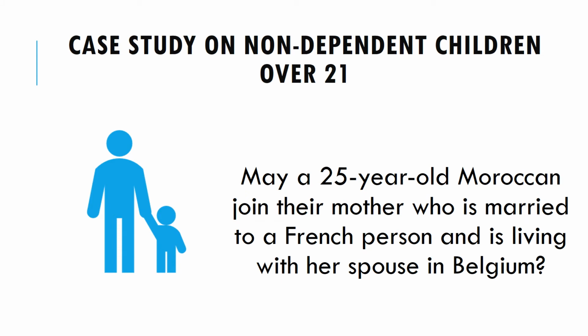Let's move to a case about a child over 21 who is not dependent. May a 25-year-old Moroccan join their mother who is married to a French person and is living with her spouse in Belgium? The answer is only if that person is dependent. Karim, Aziz's brother, is also a Moroccan citizen, is 25 years old and also resides in Morocco. Karim works and is not supported by his mother, so cannot be regarded as a dependent family member.